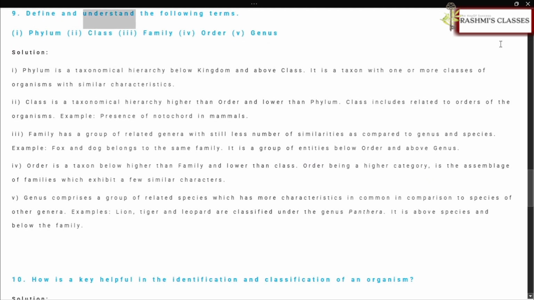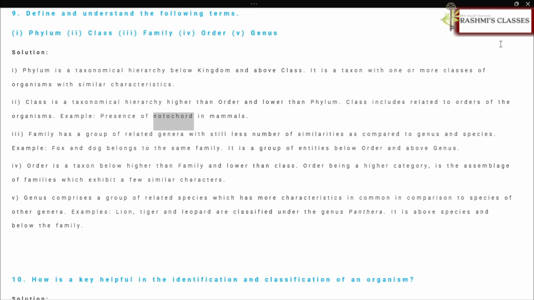9. Define and understand the following terms. 1. Phylum. 2. Class. 3. Family. 4. Order. 5. Genus. Solution. 1. Phylum is a taxonomical hierarchy below kingdom and above class. It is a taxon with one or more classes of organisms with similar characteristics. 2. Class is a taxonomical hierarchy higher than order and lower than phylum. Class includes related orders of the organisms.